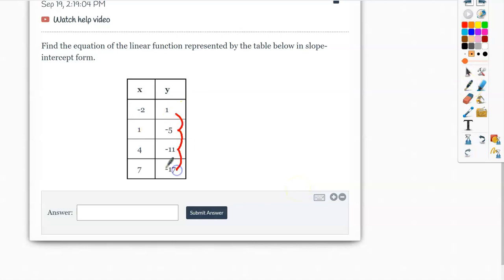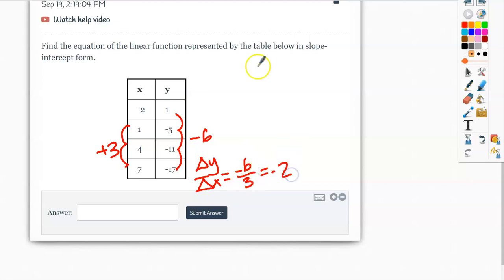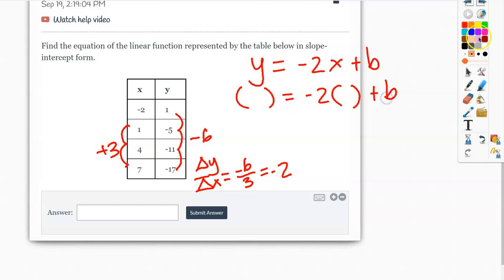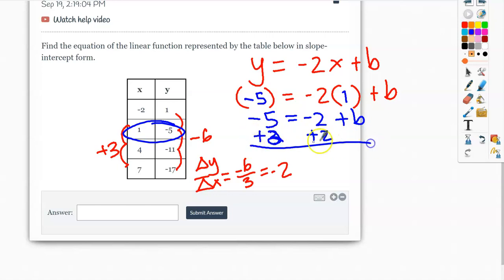Okay, let's see, here we go. Delta y looks like minus 6, delta x plus 3. So delta y over delta x is negative 6 over 3, which is negative 2. That is going to be placed here. The y and the x are going to be erased and replaced with the pair of my choice. I'm going to pick this one. X is 1, y is negative 5. So negative 5 is equal to negative 2 plus b. Add 2 to both sides. And negative 3 equals b is my answer.